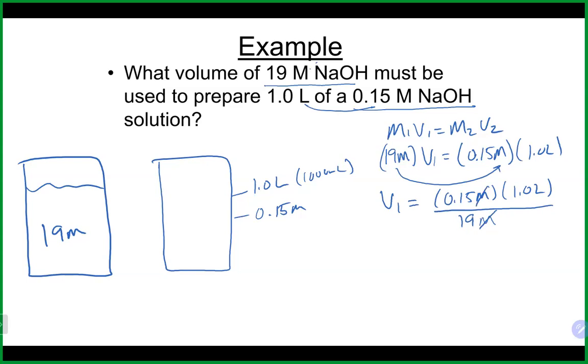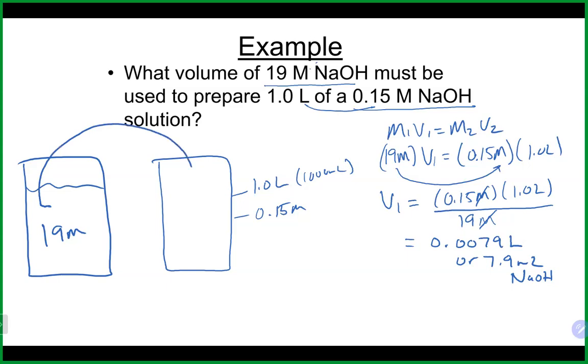0.15 divided by 19 looks like, and that will get us something like 0.0079 liters, or if you multiply it by 1,000, about 7.9 milliliters. That is 7.9 milliliters of the sodium hydroxide solution that you need. What that basically means is I'm going to reach into my more concentrated bottle here.